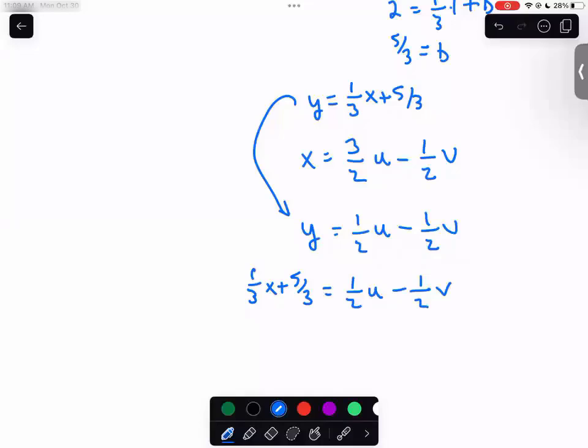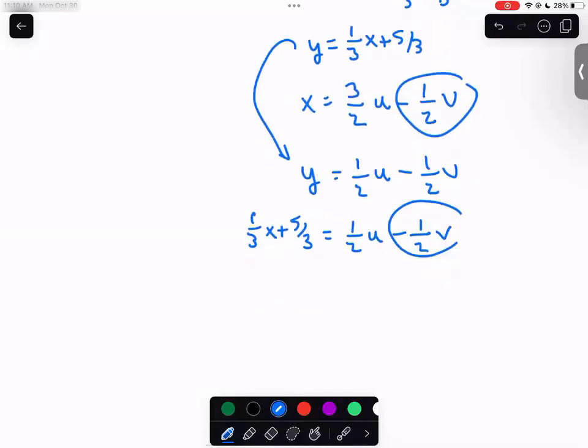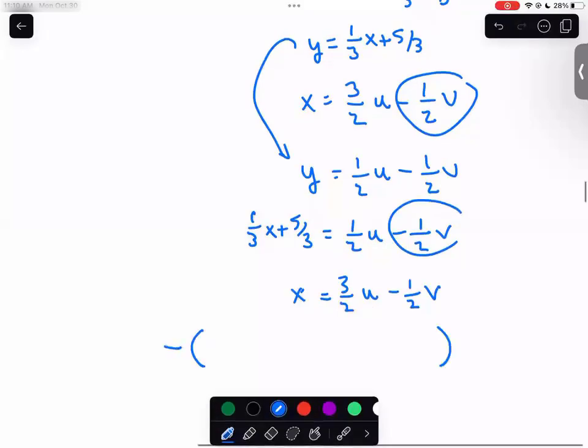I do notice as well that it seems like maybe we could cancel some things out here. We have a negative 1/2 v in both of these. So I'm interested in maybe taking my first equation and subtracting away my second one. So I'm going to take this x being 3/2 u minus 1/2 v, and I'm going to subtract away my second equation.